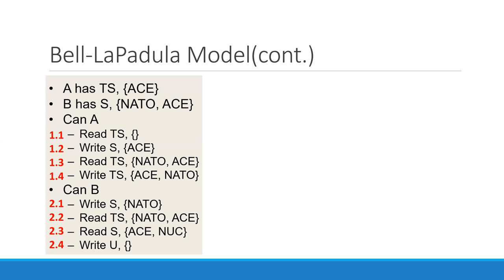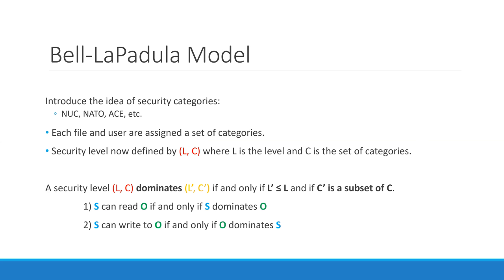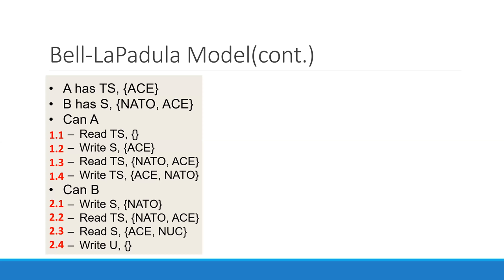Here we're going to go over a few examples of this model. I took this directly from the lecture slides, so we're just going to go through these. You can see here, A has top secret clearance and is cleared to look at files that have the ACE set of categories. Let's go over A first.